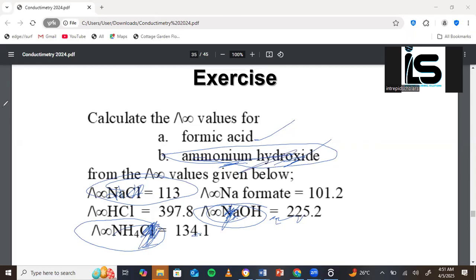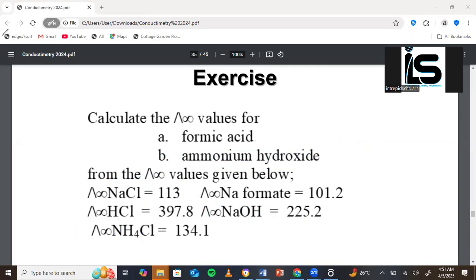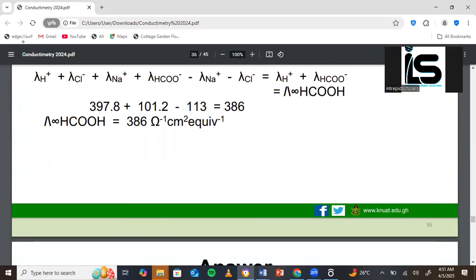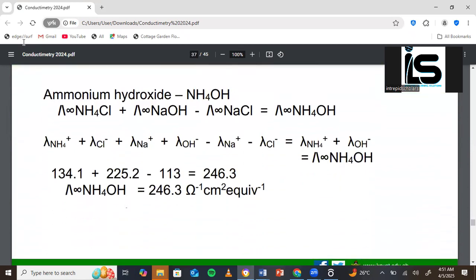So that is how it proceeds. Very simple. We don't have to worry our head a lot over that. So this is the representation. This is how we represent our work: ammonium chloride plus sodium hydroxide minus sodium chloride. Then we get the ionic mobilities, right?